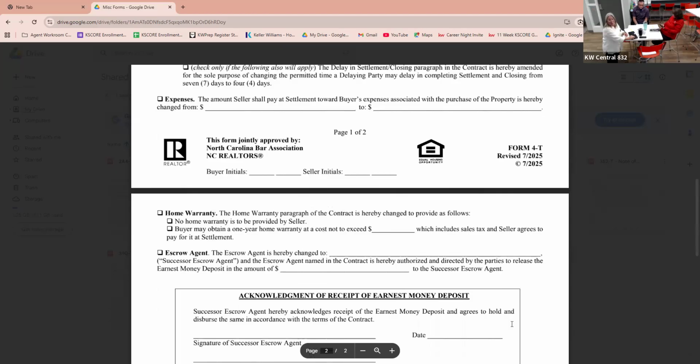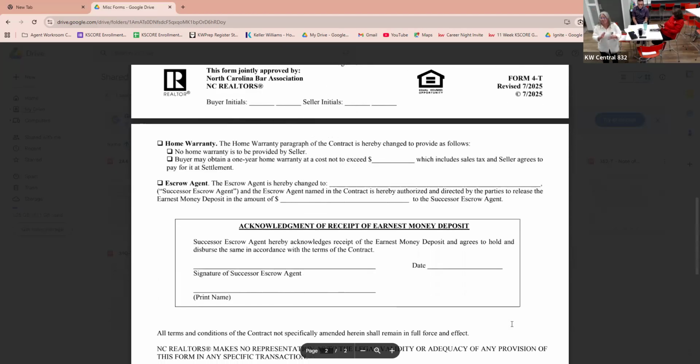And then home warranty. Again, we're negotiating repairs, and the buyer asks the seller to replace the HVAC unit. Nope, it's working fine, but I tell you what, I'll give you a home warranty. So that's where we might add a home warranty in.